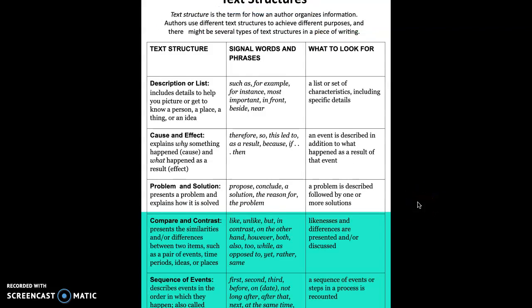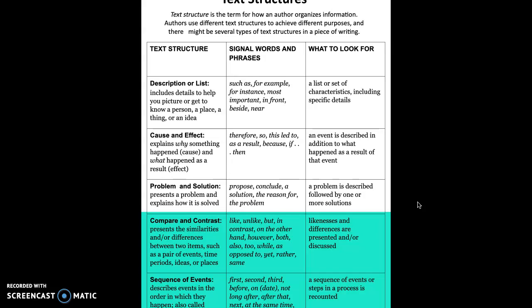Okay, we're basically starting out with the text structure. Text structure is the term for how an author organizes information. Authors use different text structures to achieve different purposes, and there might be several types of text structures in a piece of writing. In our text structures, there are different kinds. We have description or list, and that includes details to help you picture or get to know a person, a place, a thing, or an idea, such as, for instance, most important, in front, beside, and near. Those are your signal words and phrases. And what to look for: a list or set of characteristics, including specific details.